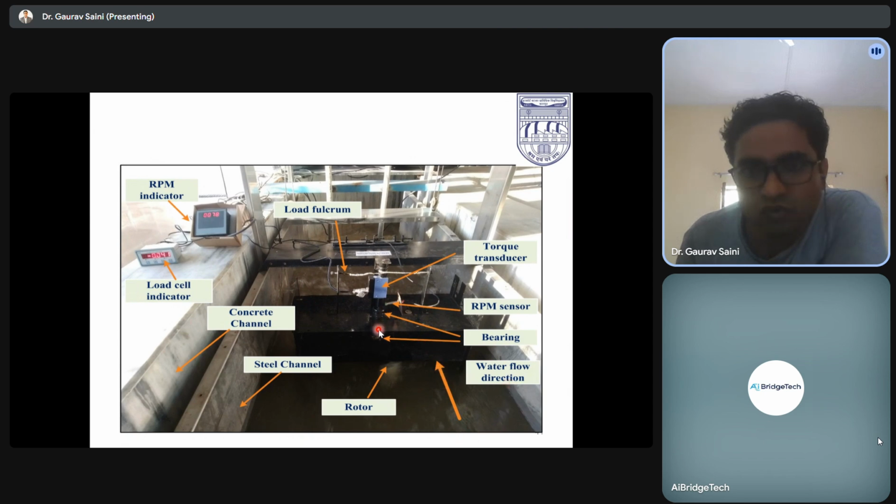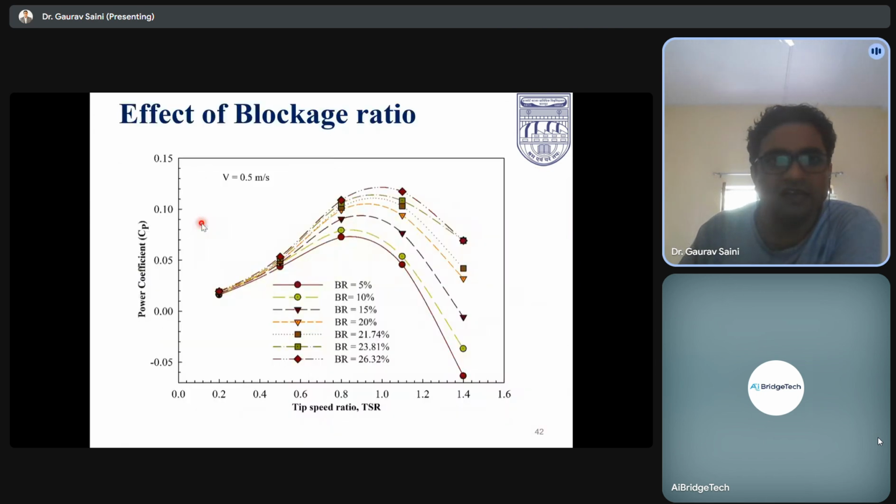These are two bearings to have the smooth rotation of the shaft, and the direct RPM sensor is there, and this is the torque transducer that has been utilized to measure the torque. And here you can see the load fulcrum is there, and we are also reading the RPM from this RPM sensor. So we have tested it, and there is the effect of blockage ratio. You can see at the initial tip speed ratio, there is no significant effect on the power coefficient. But as we increase the blockage ratio, at the higher TSR values the power coefficient increases with the increasing blockage ratio.